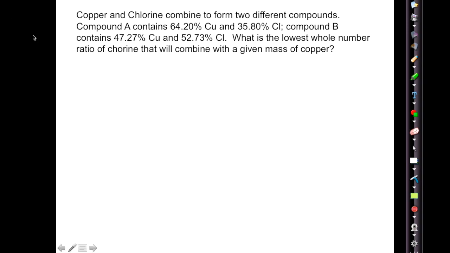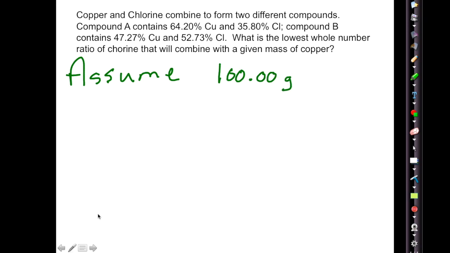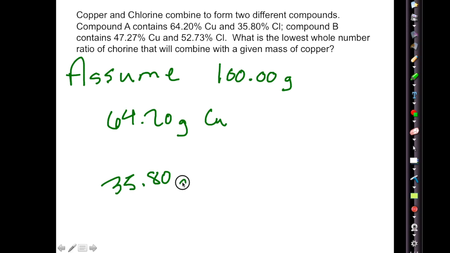So the first thing we're going to do here in our problem is to assume we have 100 grams of each of our compounds A and B. So then if we look at compound A, if I have a total of 100 grams in my compound, I'm going to have 64.20 grams of copper. And I'm going to similarly have 35.80 grams of chlorine. So now I've taken my mass percent, turned it into actual masses, which I can use to figure out the ratio of mass chlorine to mass copper for compound A.